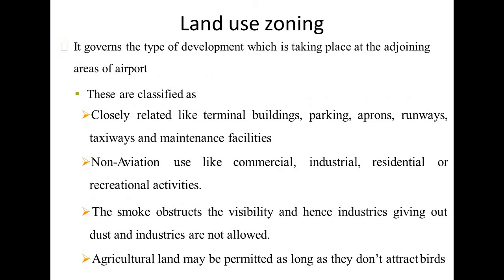Land use zoning. It governs the type of development taking place in the adjoining areas of the airport. It may be terminal buildings, parkings, aprons, runways, taxiways, etc., which are associated with the airport. Non-navigational purposes include commercial, industrial, residential and recreational activities. Smoke obstructs the visibility and hence industries giving out smoke and dust are not allowed. Agricultural land may be permitted as long as it doesn't attract birds.